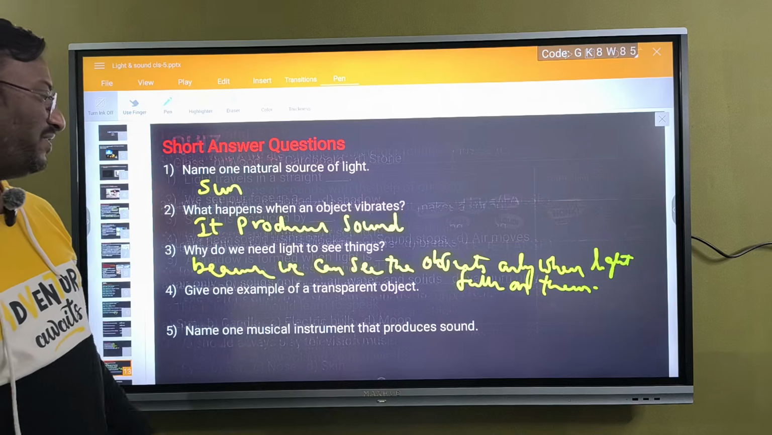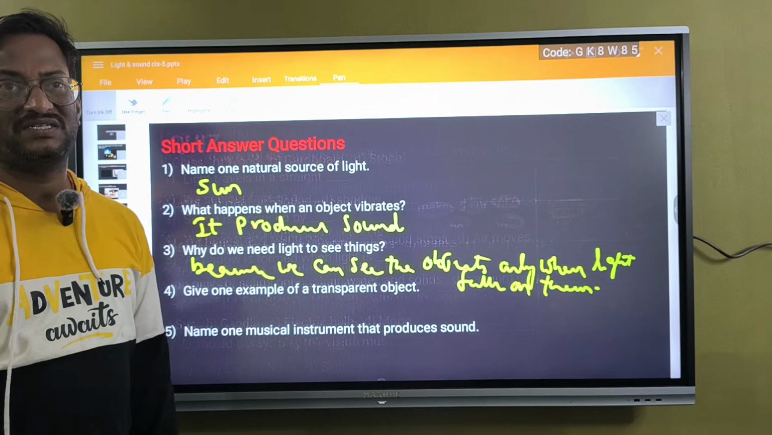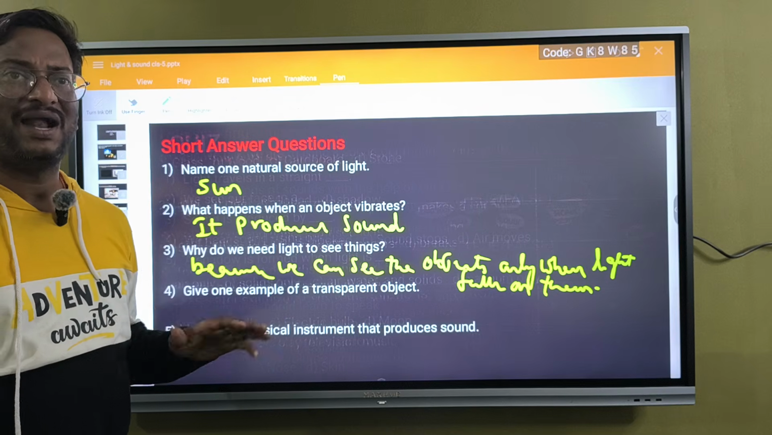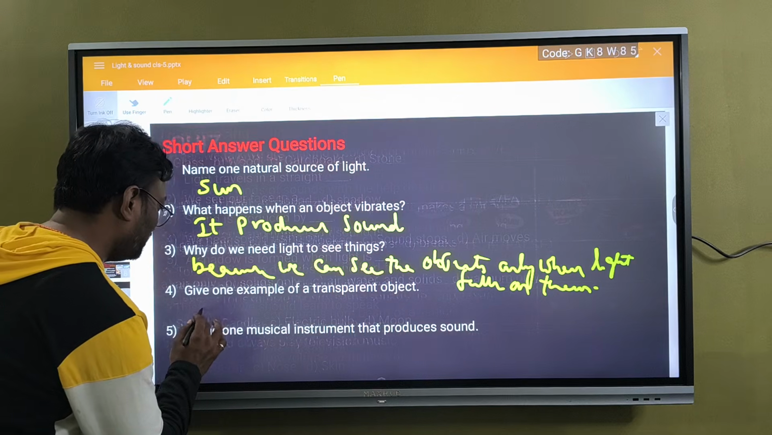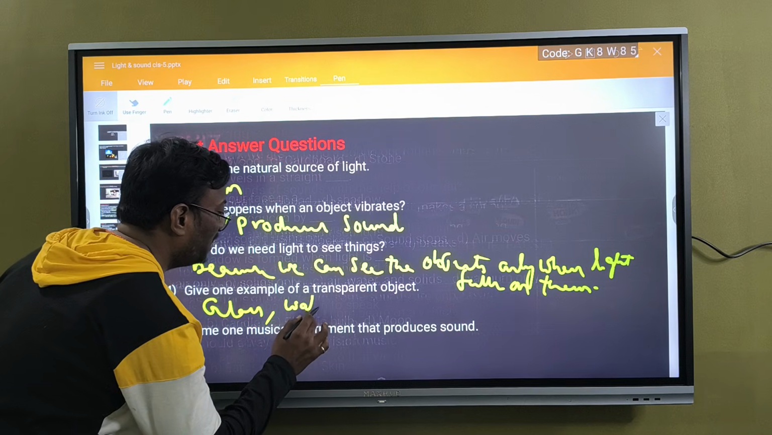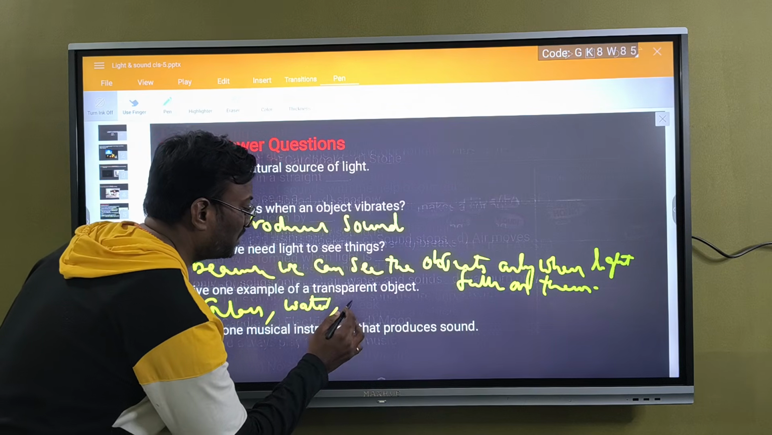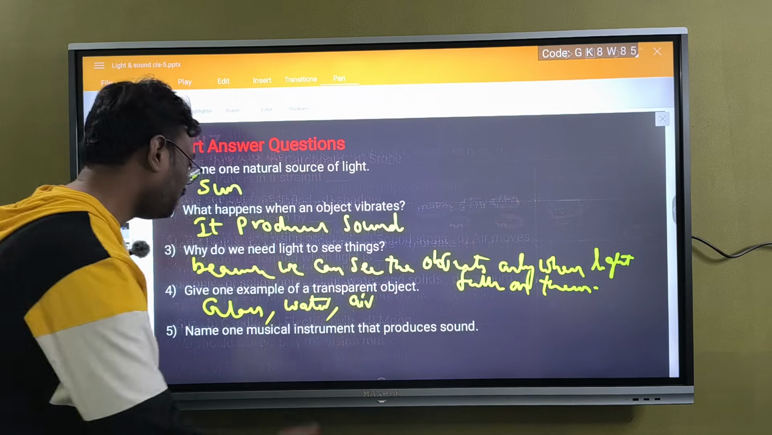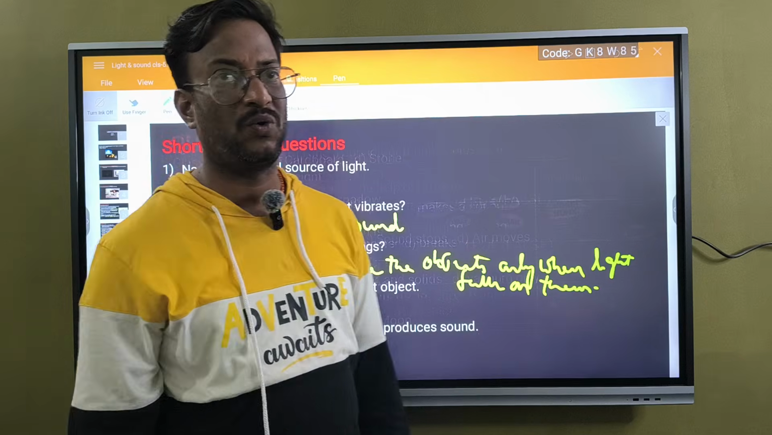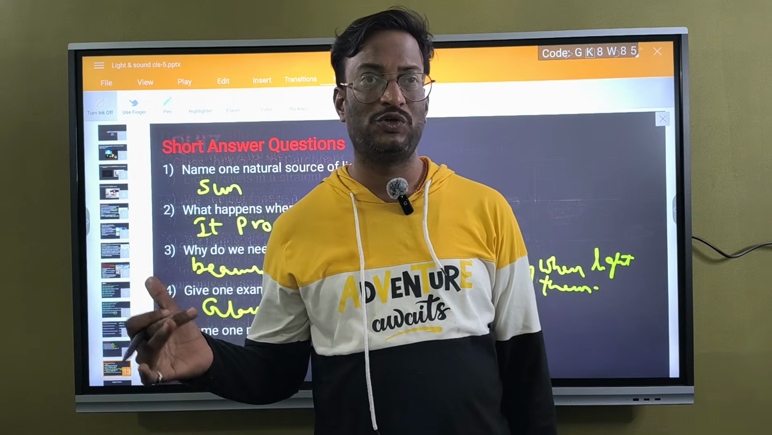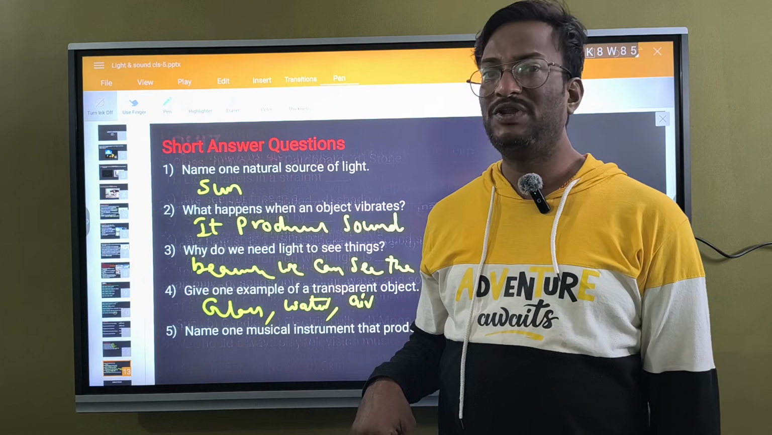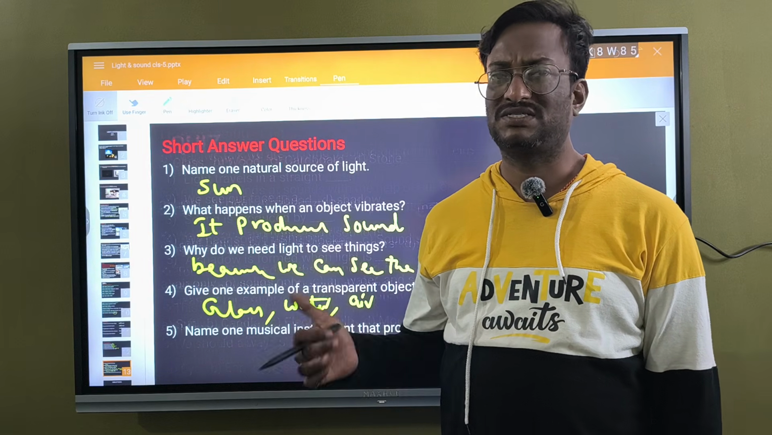Give an example for a transparent object. What is that? Glass, clean water and air. These are all. One is glass, two water, clean water and air. Name one musical instrument which produces sound. Okay, guitar, flute, tabla, drum, these are all they will produce what is known as sound.